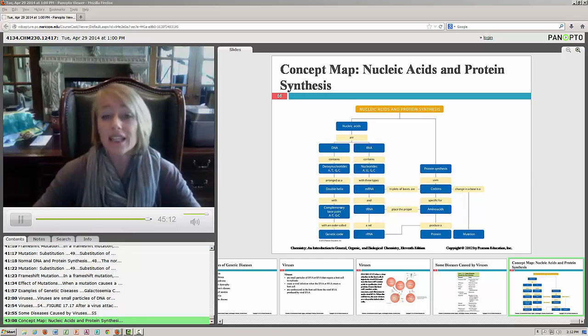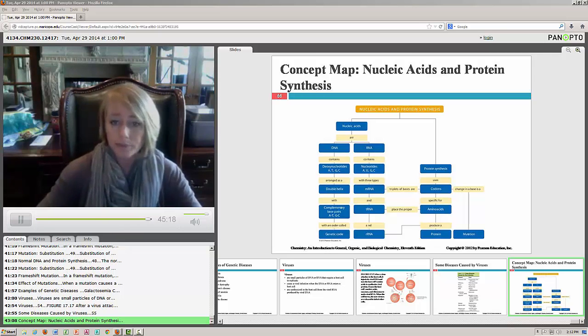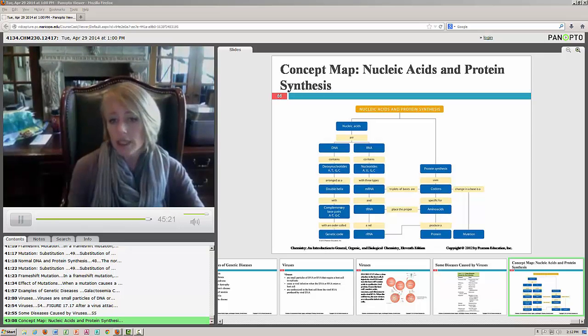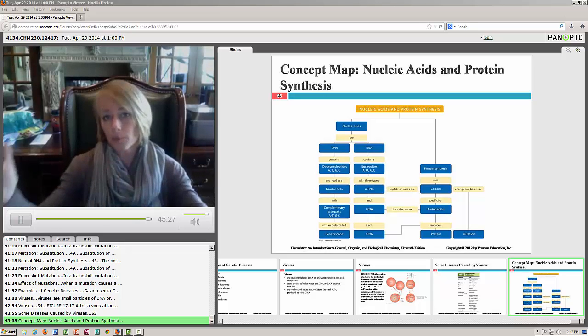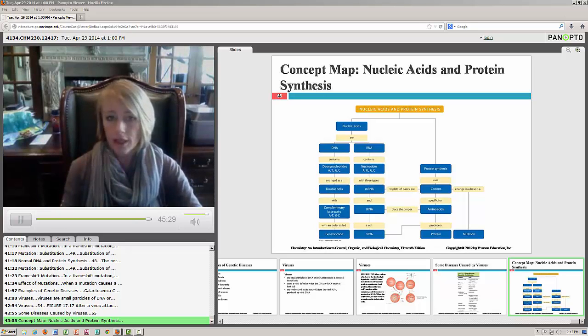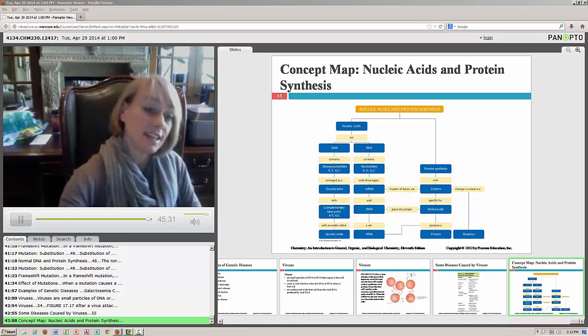You will get exactly the same chart that's found in the book on your final exam, so you don't have to memorize any of these things. So protein synthesis is a result of the DNA and RNA working together after being signaled to open up a gene. And that's the end of that talk.